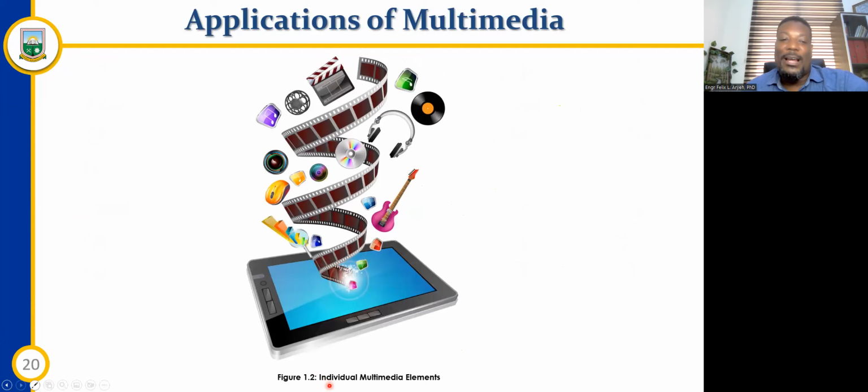So you can see from here, we have individual multimedia elements. The multimedia elements comprise most of these things. We normally use film to showcase movies and the rest. The elements that make up multimedia, you can find each of these within what we see here. We will talk about some hardware and other related stuff as we move along, maybe not today, but in other units.